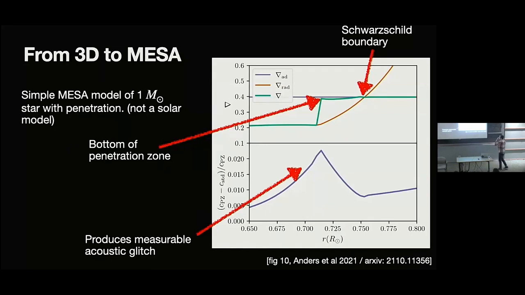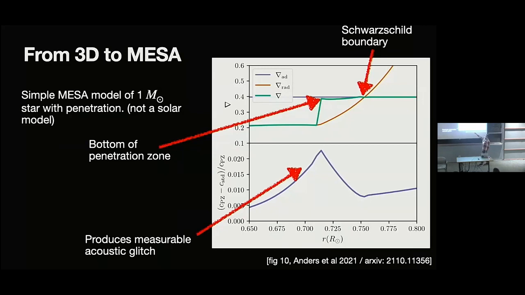Then we threw it at a one solar mass model, specifically not a solar model. It has a radius of about 1.04 solar radii and so on, because those are the defaults in MESA. I learned that those are not the best. Anyways, you can see that the top panel is the gradients. There's a Schwarzschild boundary, grad rad crosses grad ad, and the actual gradient goes somewhat below that.